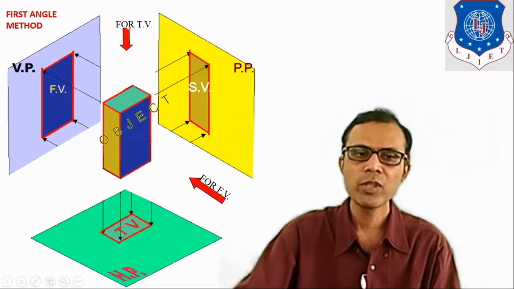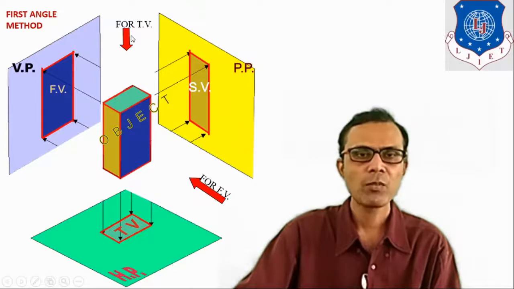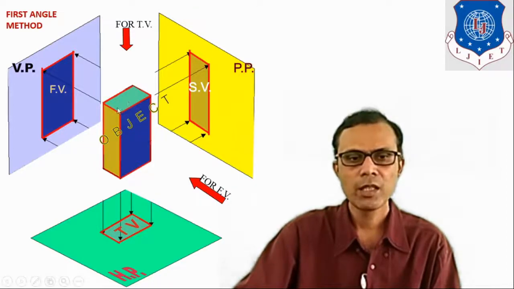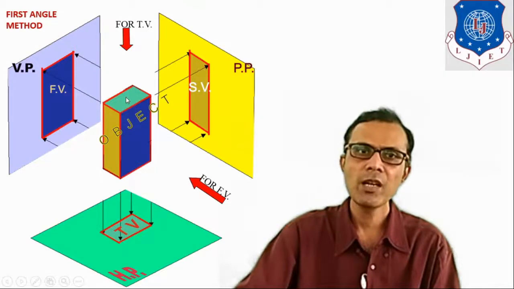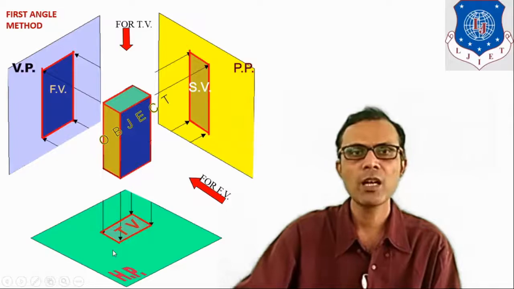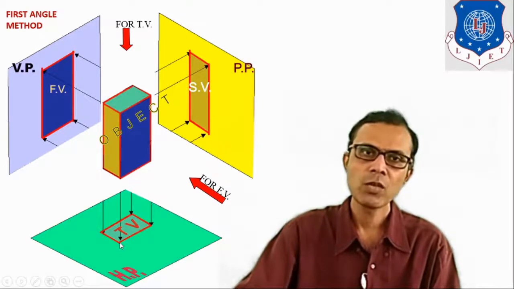Now the direction for the top view is this direction. We have to look at the object from the top side. So we can see this surface from the top view direction, and that similar surface will be obtained as a view on HP. And as we are looking at the object from the top side, it is known as the top view.